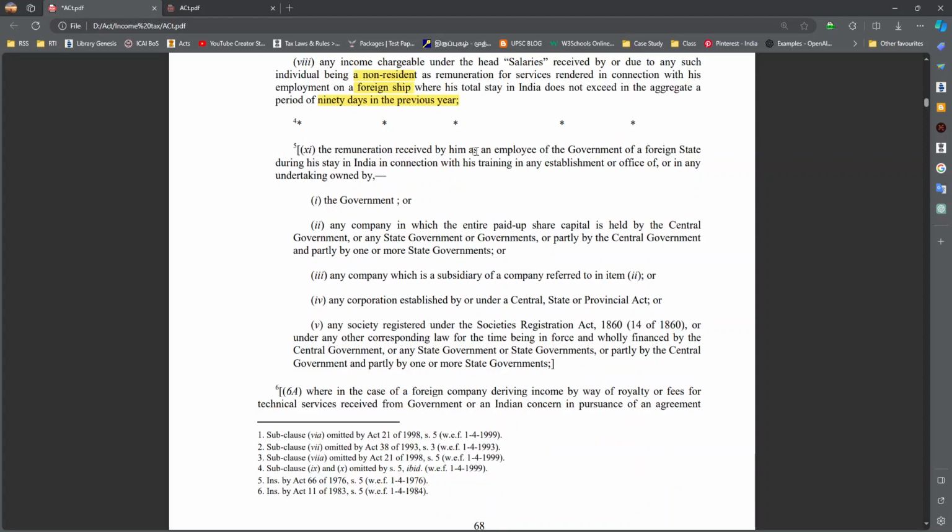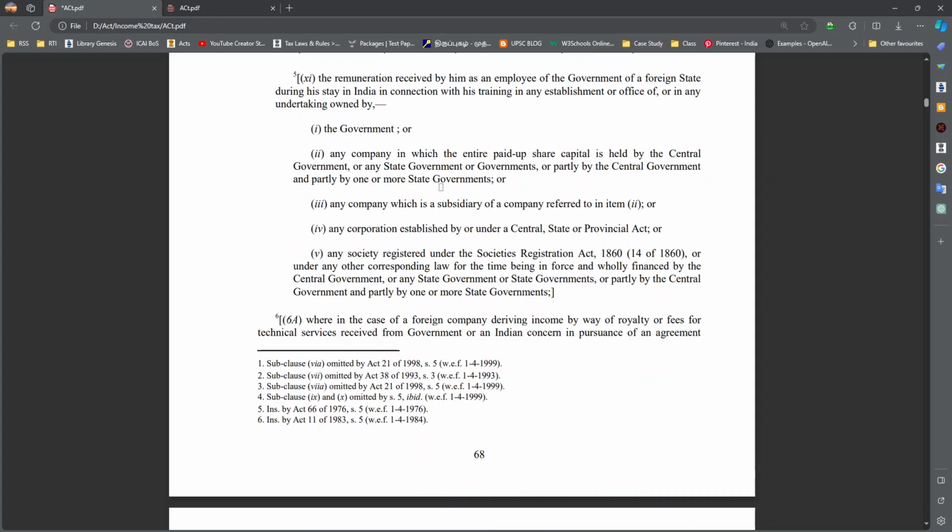A remuneration received by him as an employee of the government of a foreign state during the stay in India in connection with the training in any establishment or office or in any undertaking owned by the government. So there is a remuneration received by the employee of a foreign government. Some foreign person staying in India in relation to training in any establishment or office or undertaking owned by that government, or any company in which the entire paid up capital is held by the central government or state government or partly by the central government or partly by the state governments, or owned by the government of a foreign state. The government here is totally saying the foreign state, okay, not the Indian state.